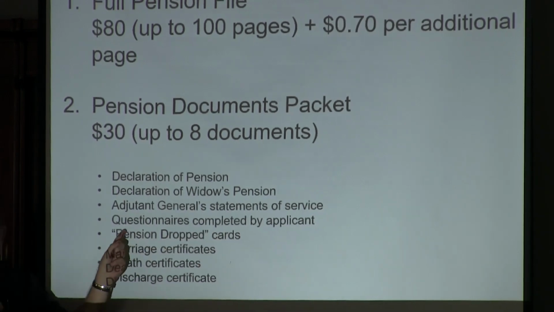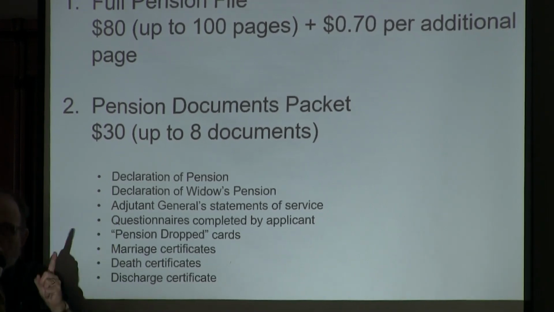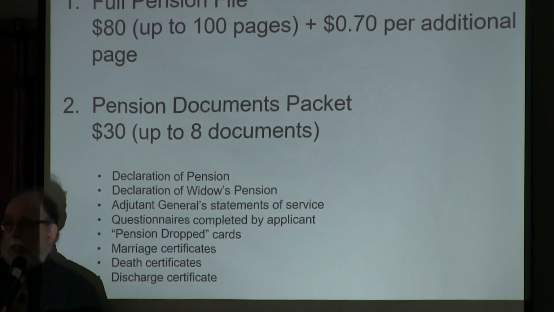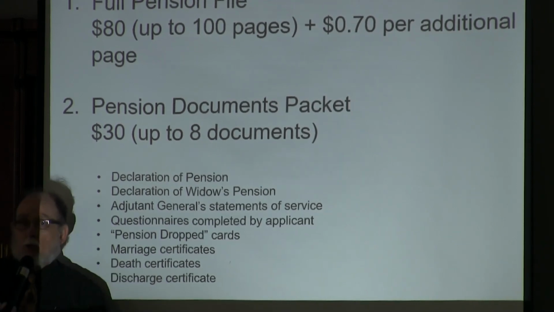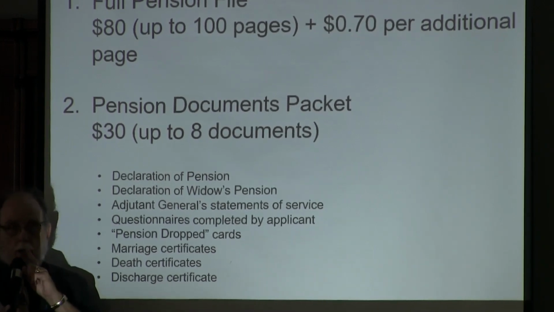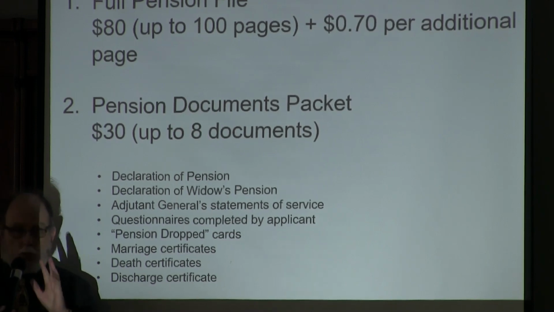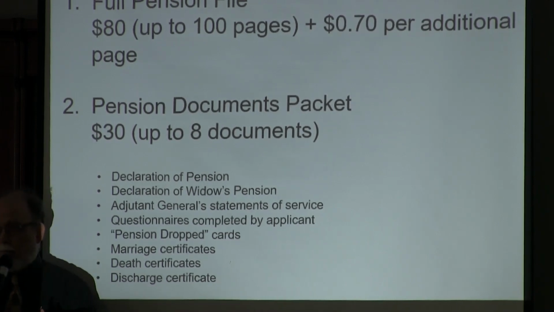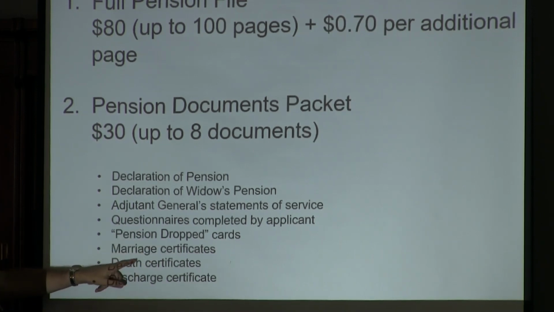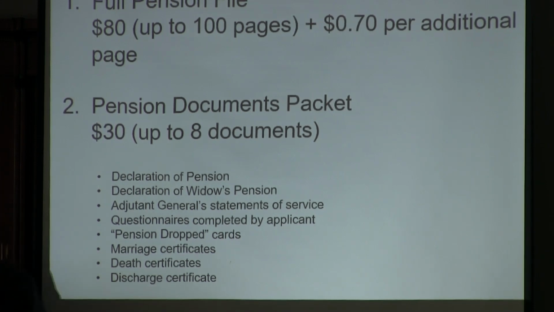Now this is a rich source. If you have your ancestor say, this is what I did in the Union service, this is what I'm doing now, this is why I need a pension from Uncle Sam, all of a sudden, you probably will find information that you didn't know about before. Then, pension drop cards, marriage certificates, death certificates, discharge certificates.